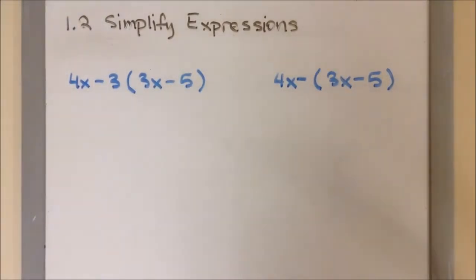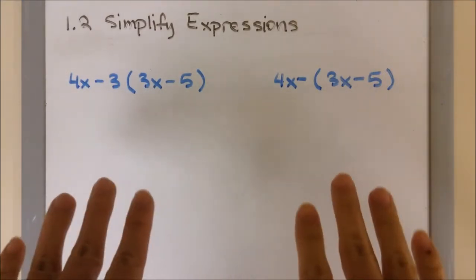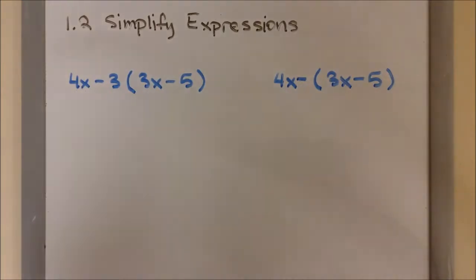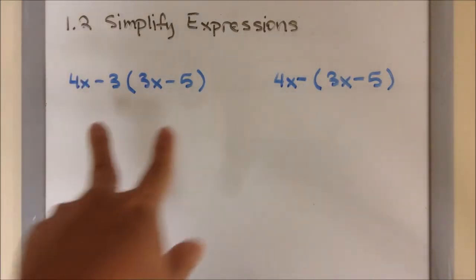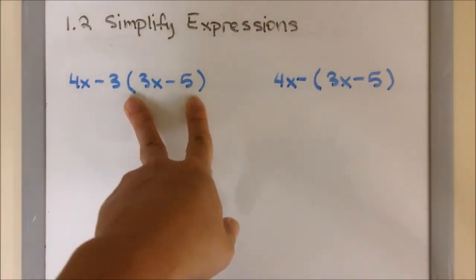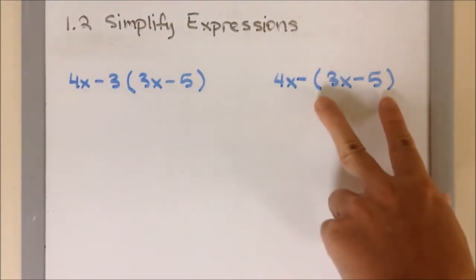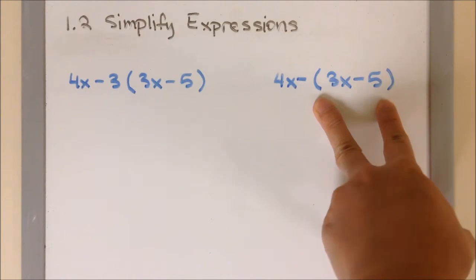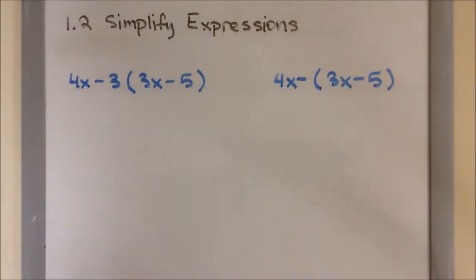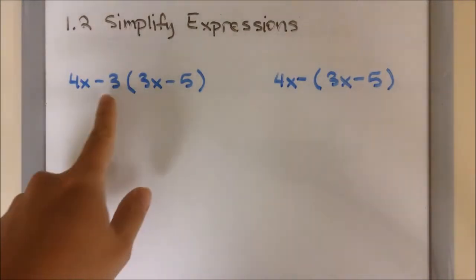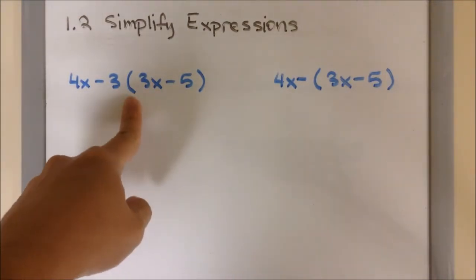Welcome to section 1.2. In this section, we're going to talk about simplifying expressions. So here we have two examples. Example 1: 4x minus 3 times (3x minus 5). And the second example is going to be 4x minus the sum of 3x minus 5. Now, they are almost identical. The only difference between these two examples is that we have a 3 directly in front of the parenthesis.